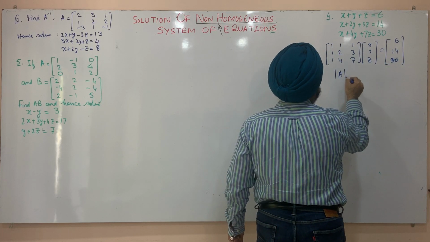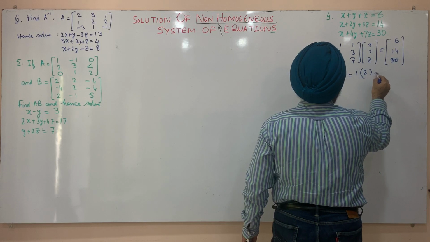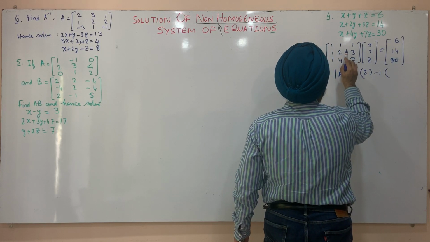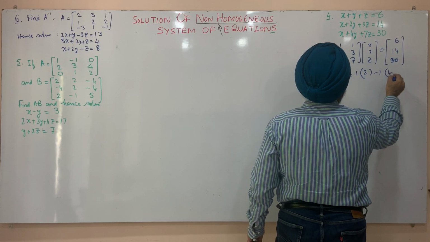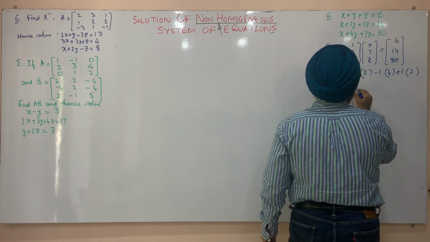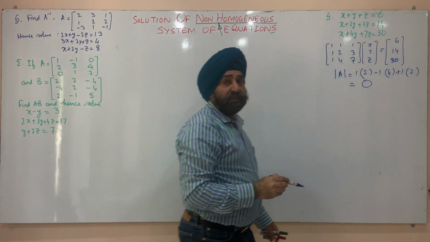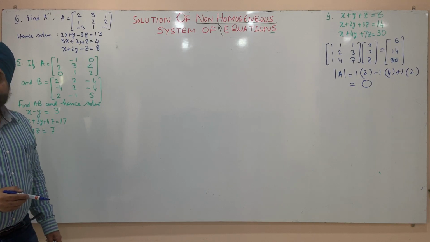To find out determinant of A, this is 1 into 14 minus 12, minus 1 into 7 minus 3, 4, and plus 1. It's 4 minus 2, that is 2. So this is 0. So determinant of A 0 means unique solution does not exist.